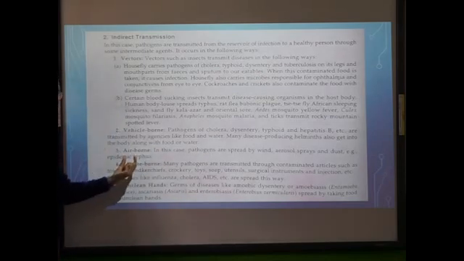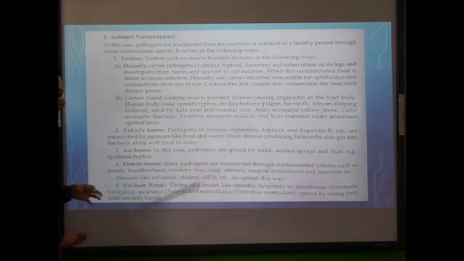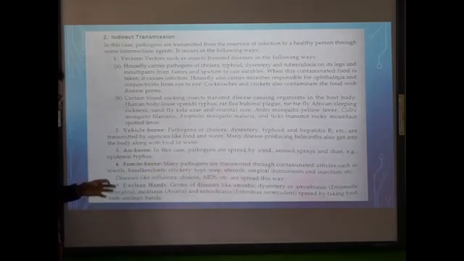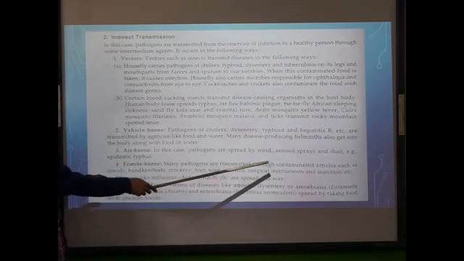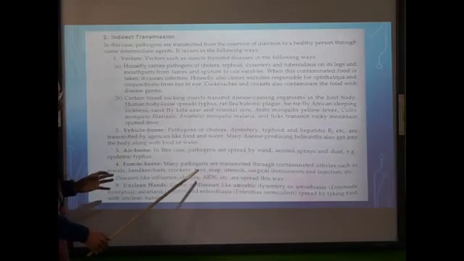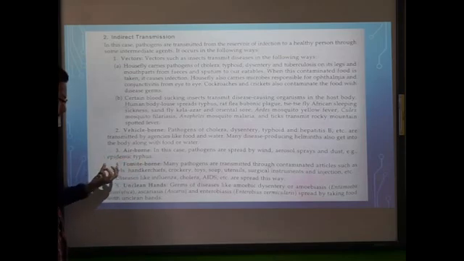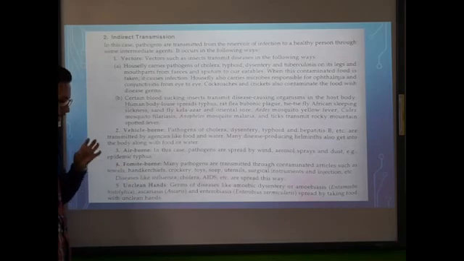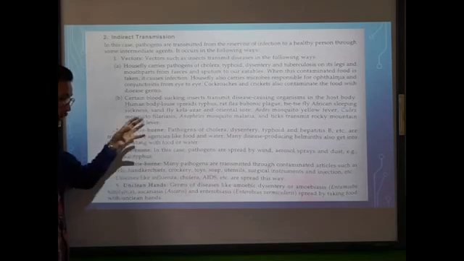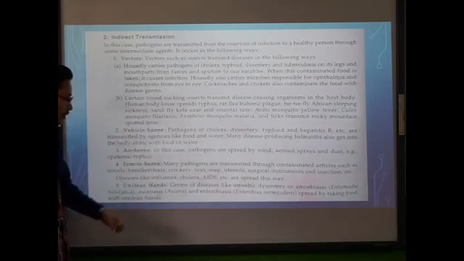Next one, airborne. That means pathogens are present in the air. In this case, pathogens are spread by wind, aerosol spray, and dust. Next, fomites. Many pathogens are transmitted through contaminated articles such as towels, handkerchiefs, crockery, and toys. So whenever these articles are used by healthy individuals, they might be infected by those pathogens if the articles were used by infected individuals.